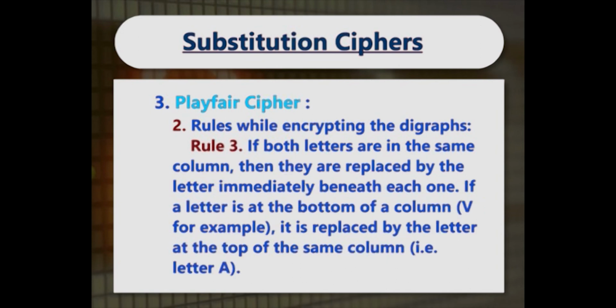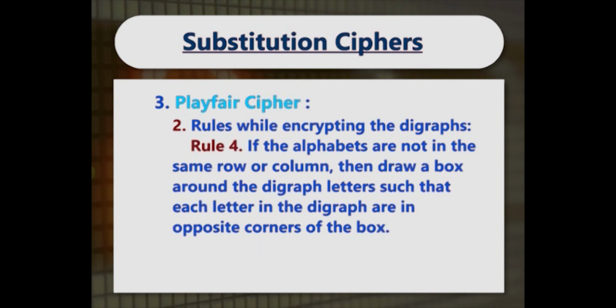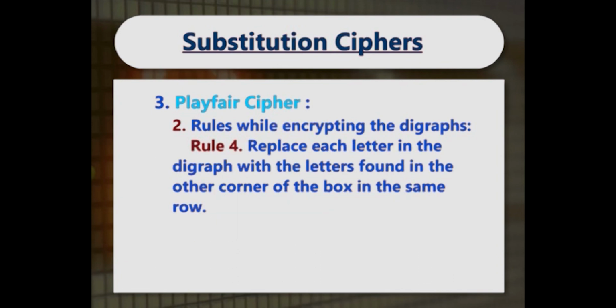The next rule is if both letters are in the same column, then they are replaced by the letter immediately beneath each one. If a letter is at the bottom of a column, V for example, it is replaced by the letter at the top of the same column, that is letter A. If the alphabets are not in the same row or column, then draw a box around the digraph letters such that each letter in the digraph is in opposite corners of the box. Replace each letter in the digraph with the letter found in the other corner of the box in the same row.